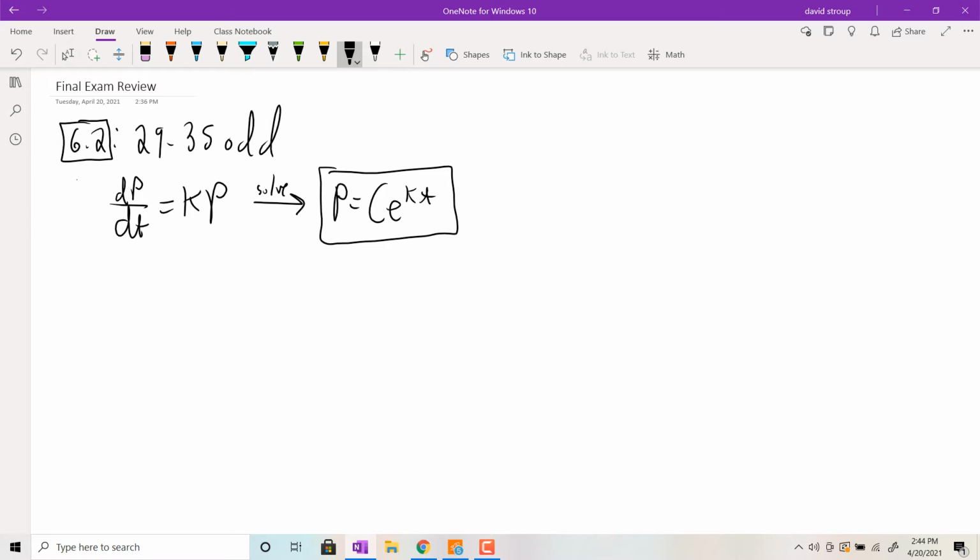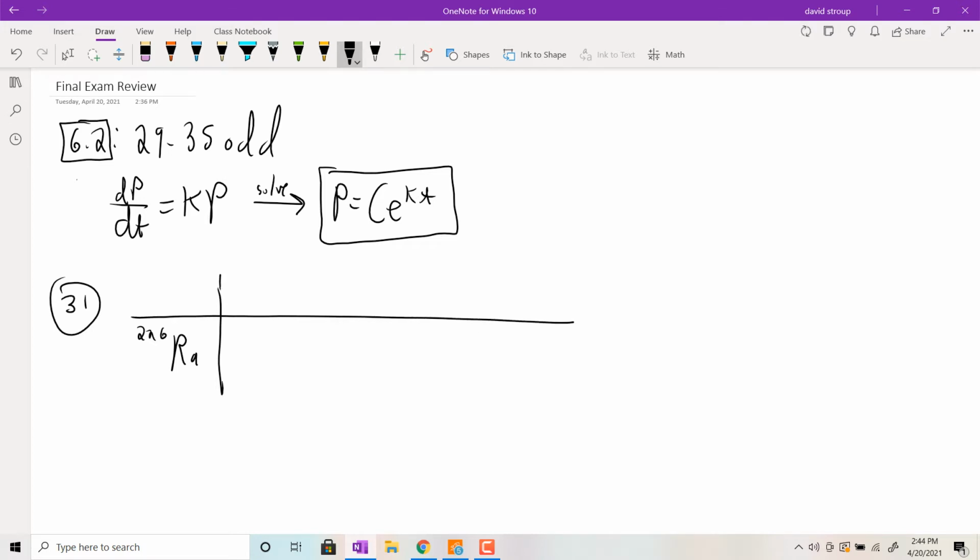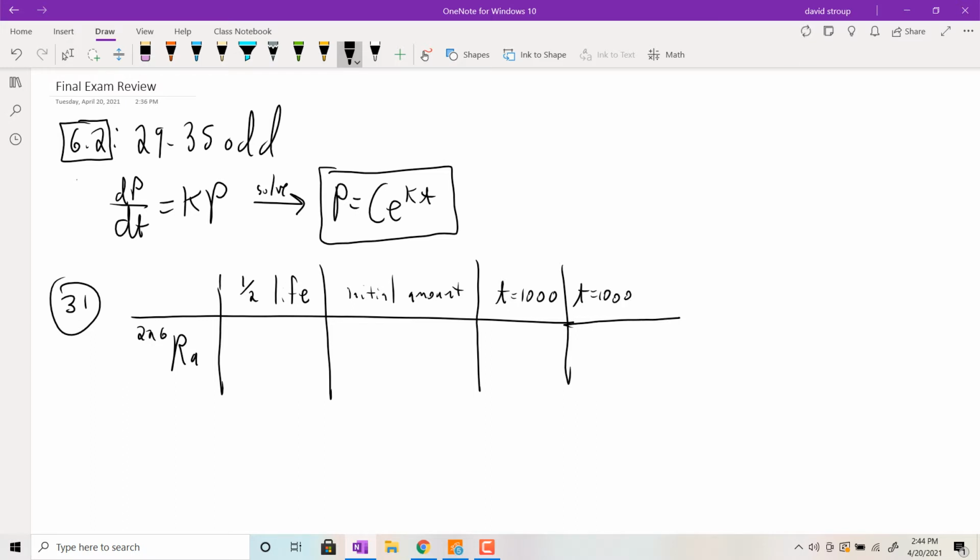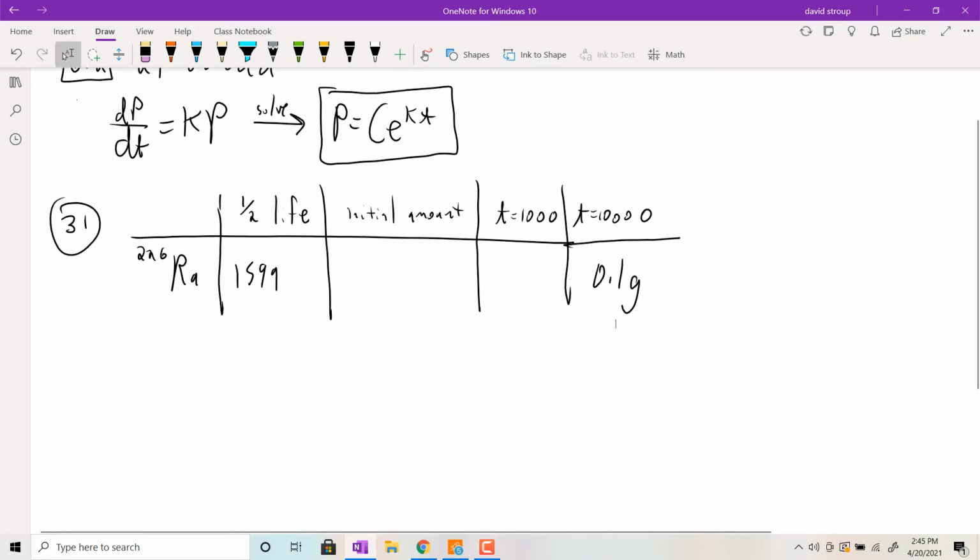But anyways, problems in 6.2, the table problems like 31. We had radon 226, I think, and then they give you some information you have to fill in the chart. So it's basically a pre-calc problem, but now we know where we get that nice exponential growth equation. The columns are half-life, initial amount, and t, at that time t is 1,000, and then again t is 10,000, and they tell you the half-life is 1599, and then you get 0.1 grams after that 10,000 years.